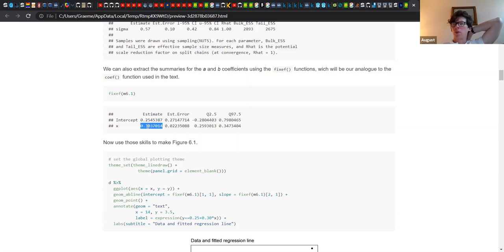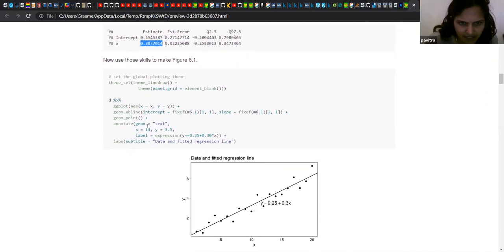No, wait, is column on the right or left? Never mind, it doesn't matter. So, yes, you're right. That's exactly what it is.